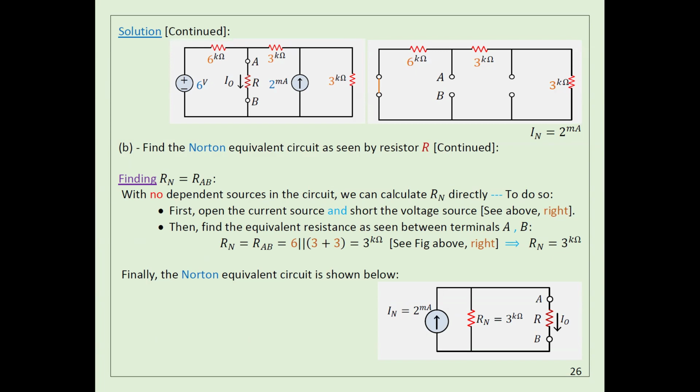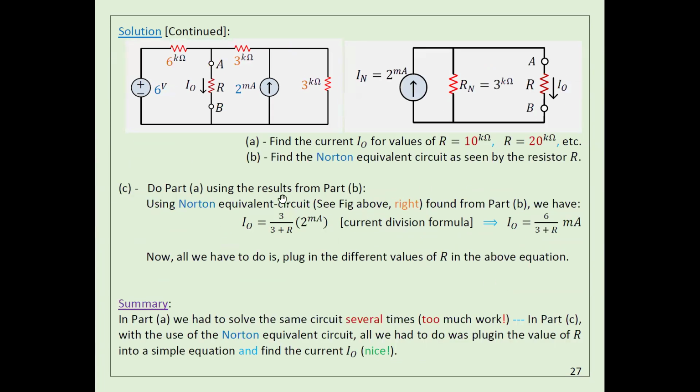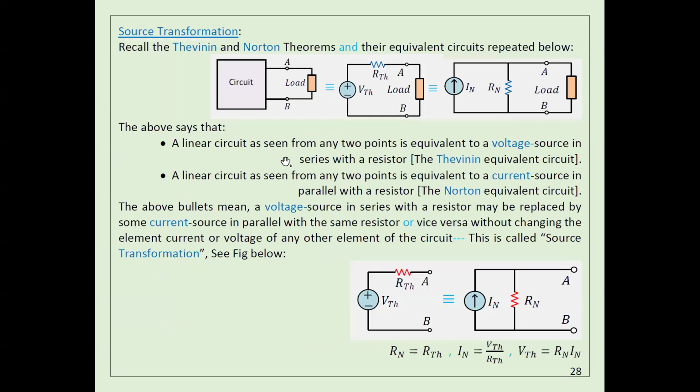Current division law. Okay. So here, I know the current in this branch equals the total current, which is 2 milliampere, times the other resistance divided by the summation. Once you have this formula, it's going to be very easy. All you have to do is replace R by one value, then you can find I0. Then you can replace R with some other value, you can get I0. You got what I'm saying? So I don't need to repeat the calculation. It's going to be too easy. For different values of R, I can calculate I0. Any questions? Okay.